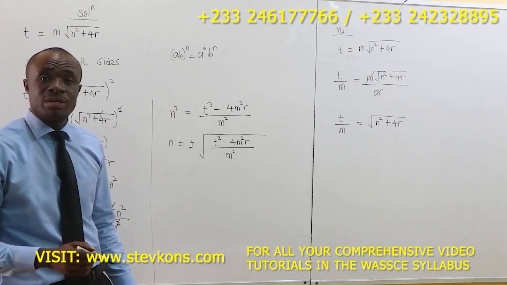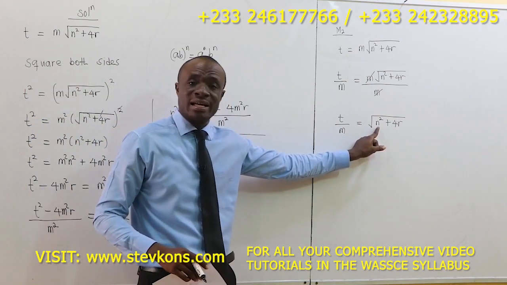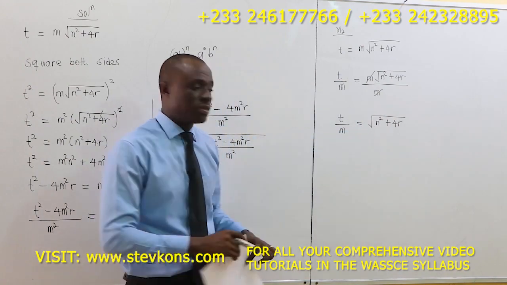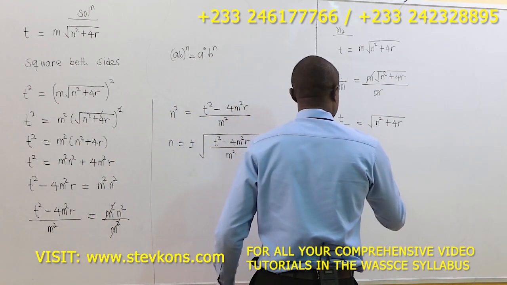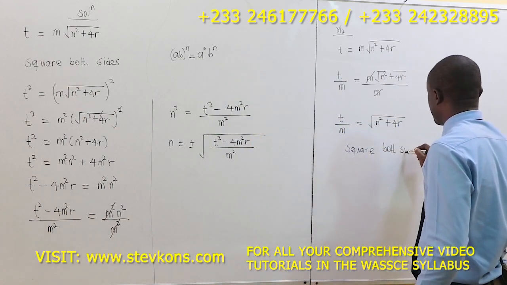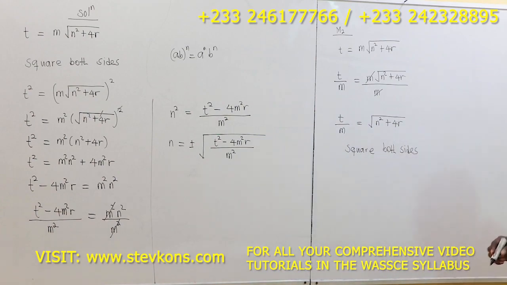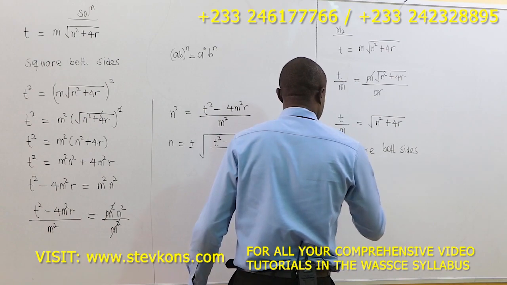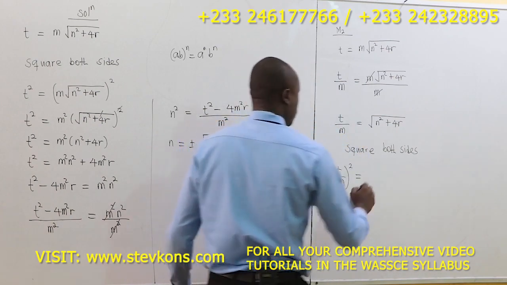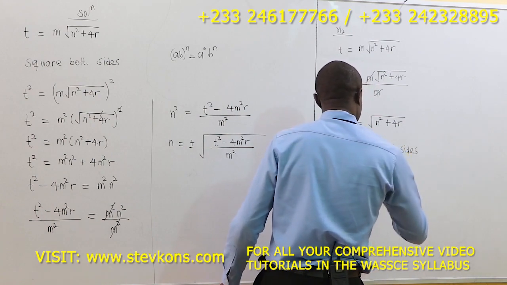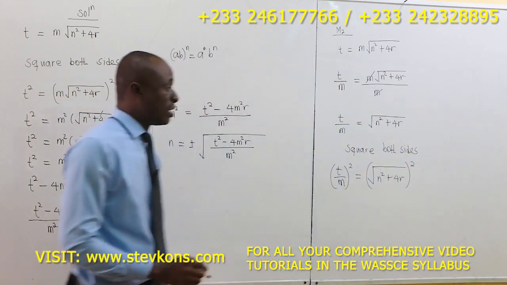We want to make n the subject. The n is in a radical. The n is in the square root. How can we get rid of the square root? By squaring both sides. So from here we square both sides. So we have t over m all squared equal to root n squared plus 4r all to the power 2.